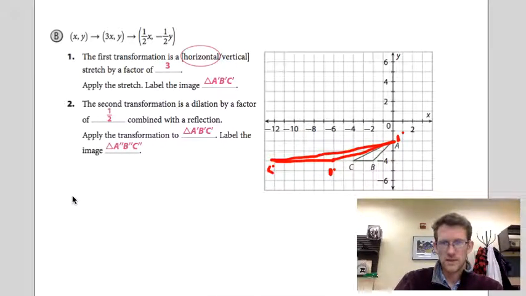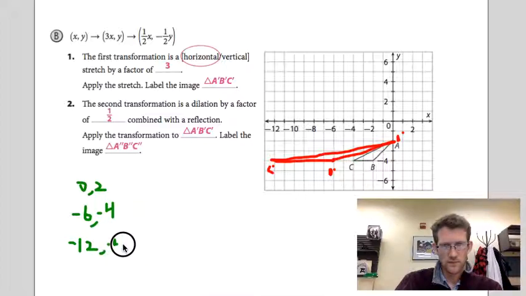So A prime is at 0, 2. B prime is at -6, -4. And C prime is at -12, -4. So this is just another method you could do.